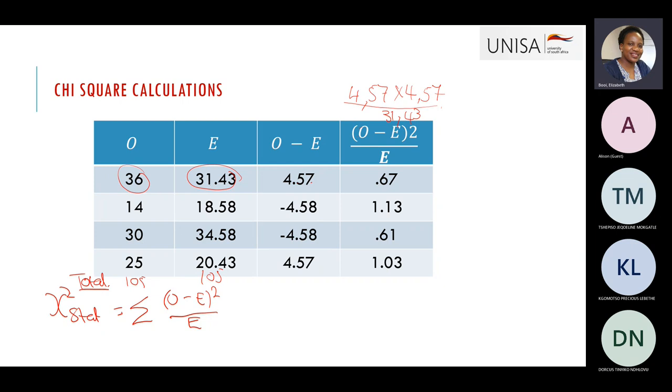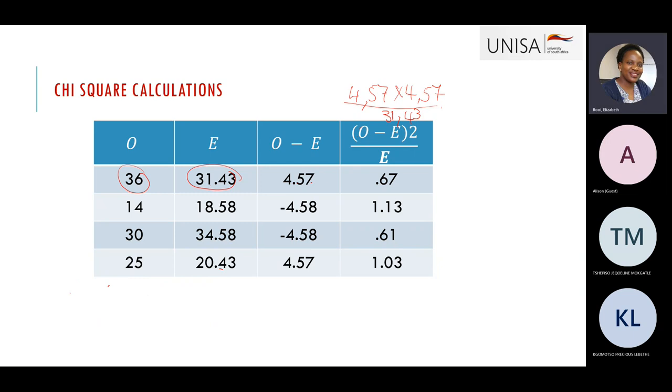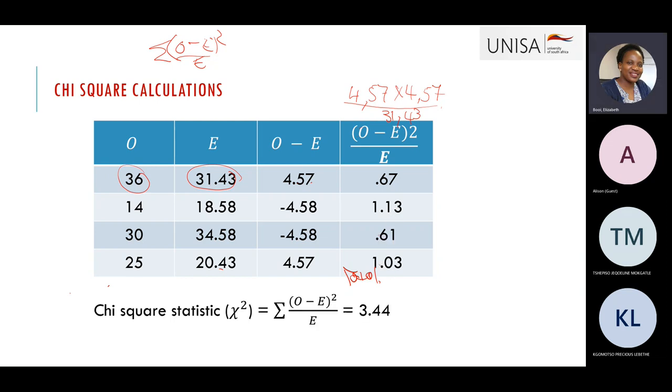Once you have done all of them, then you can create your total there. Remember we have the summation there, the summation of O minus E squared divided by E. So this summation means adding all these values together. So you're just going to add 0.67 plus 1.3 plus 0.61 plus 1.03, and that will give you 3.44. And that's how you calculate your test statistic.